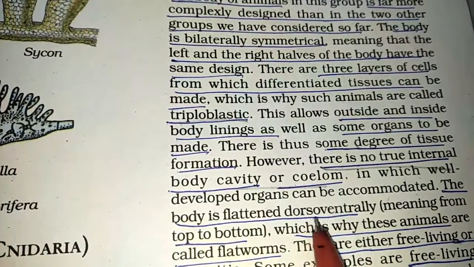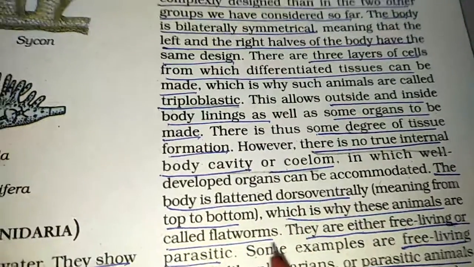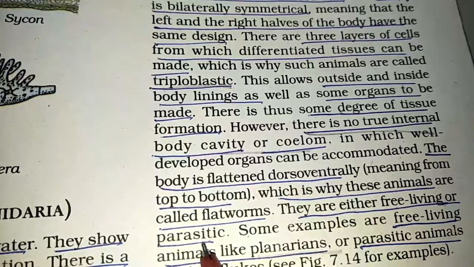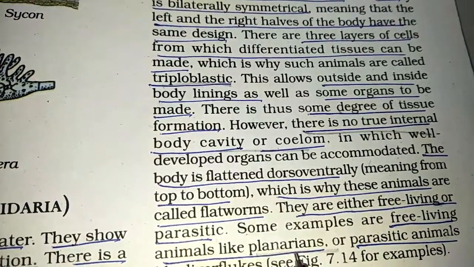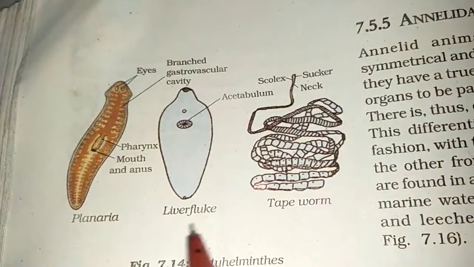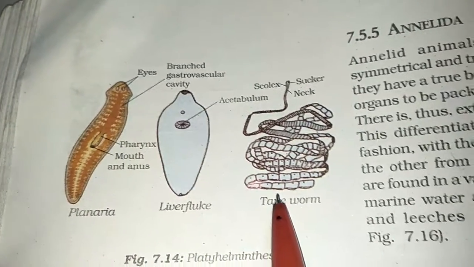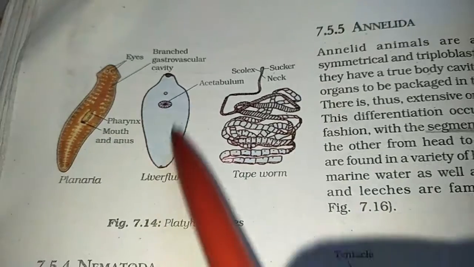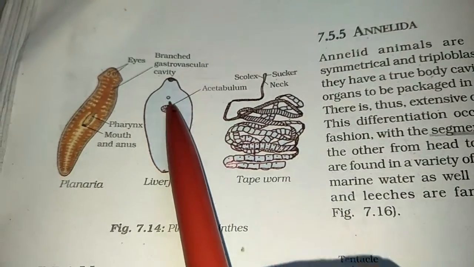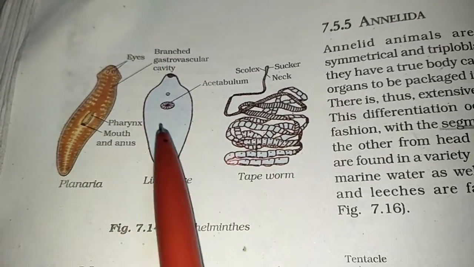The body is flattened dorsoventrally, that means from top to bottom. They are known as flatworms. Now they are either free living or parasitic. The free livings are planarians, or planaria, and the parasitic animals are fluke. Now let us see the examples on the next page. Just turn the page. There are three examples here of planaria, fluke and tapeworm. Now you can see the bodies of these animals are dorsoventrally flattened. If you draw a line from the center, you have equal right and left halves. That's why they are bilaterally symmetrical and they are flattened worms.